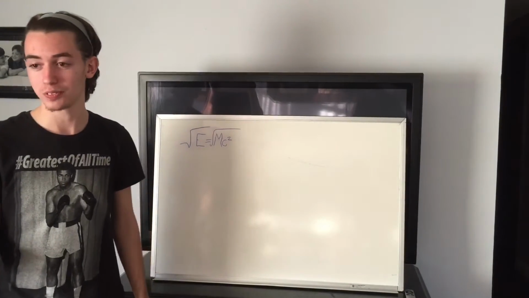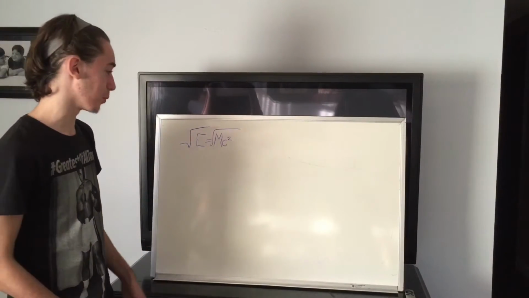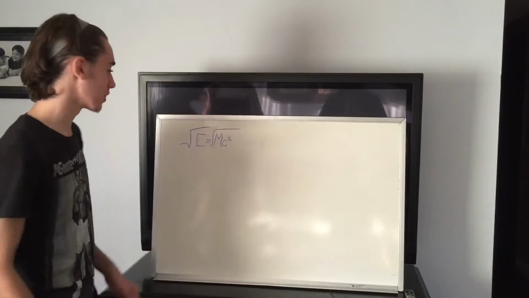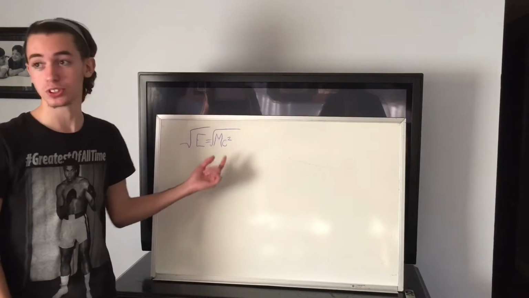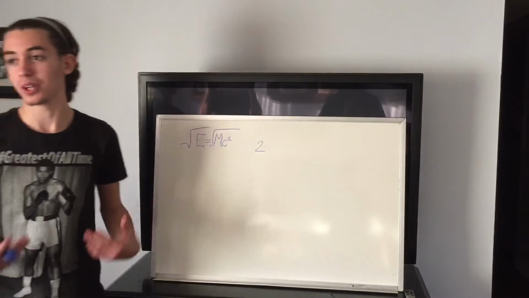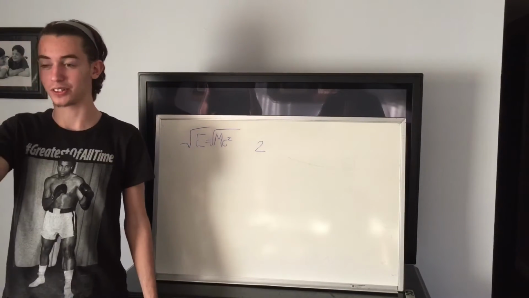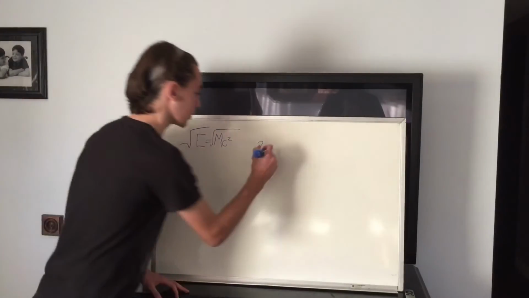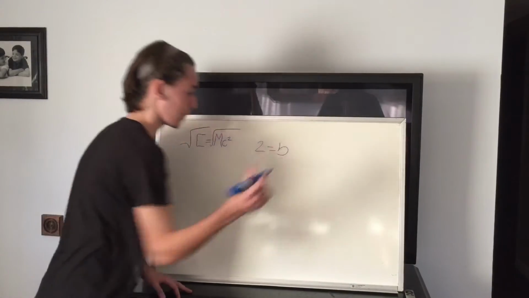As you can see, we have an exponent. Only way to get rid of an exponent is to take the square root of both sides. So now we have square root of e equals square root of mc with a little 2 here. Now, when I say 2, what do you think of? Second letter of the alphabet, duh. B, 2 equals B. Boom.